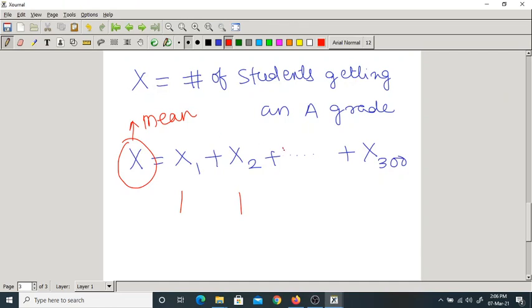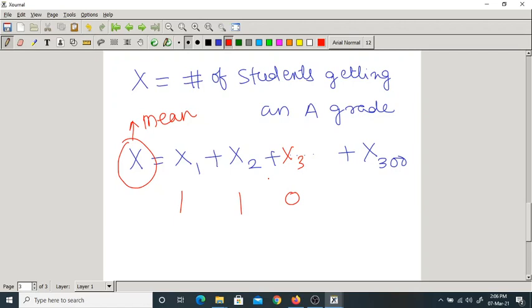x3, suppose let us take the third student, he got another grade, not an A grade. We call it 0. Now if you take the sum of all of these, you get how many are getting an A grade. Suppose all are getting an A grade. What will happen? x1, x2, and so on, x3, all are equal to 1. If you take 1 plus 1 plus up to 300, you get 300 students.